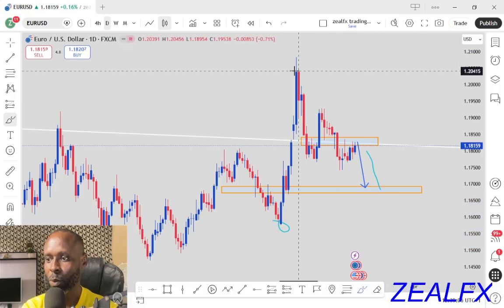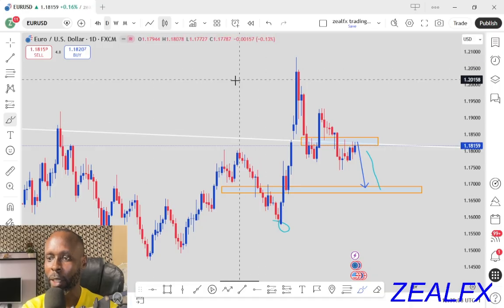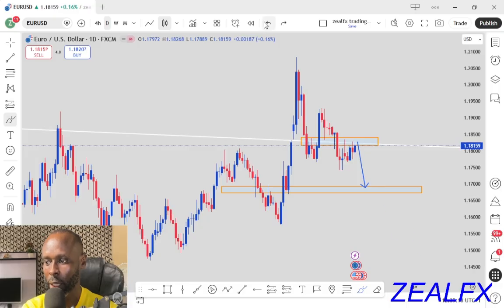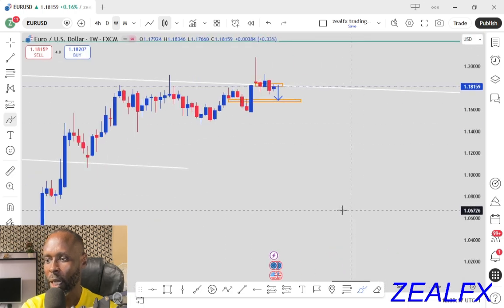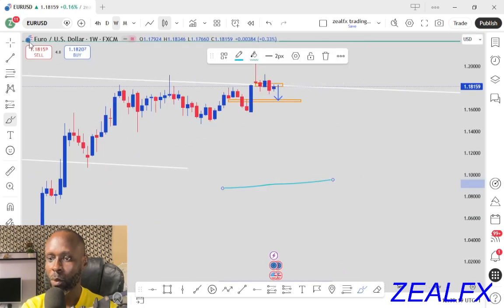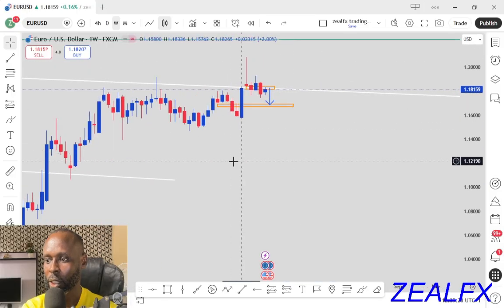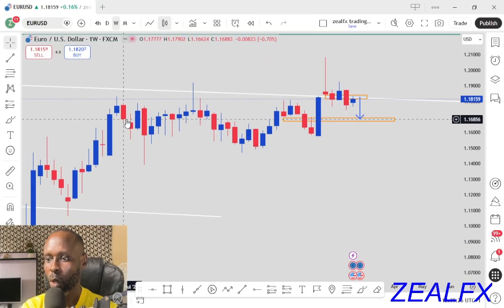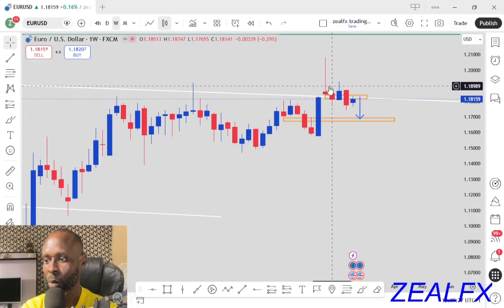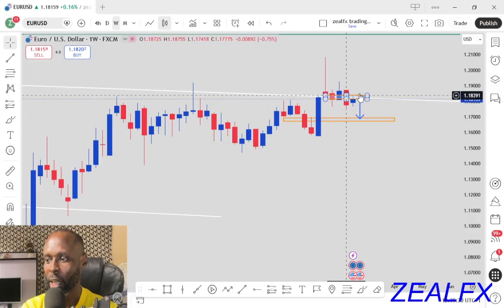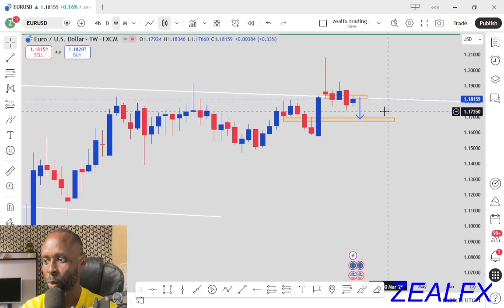So let's look at the weekly chart to confirm where we expect price to go this week, to confirm our EURUSD analysis on the daily chart. Let's look at the weekly chart. So on the weekly chart, you can also see that we have price closing on a resistance level. So long as we have price on this resistance level, this is an indication of price reversal for the EURUSD to this next support level.